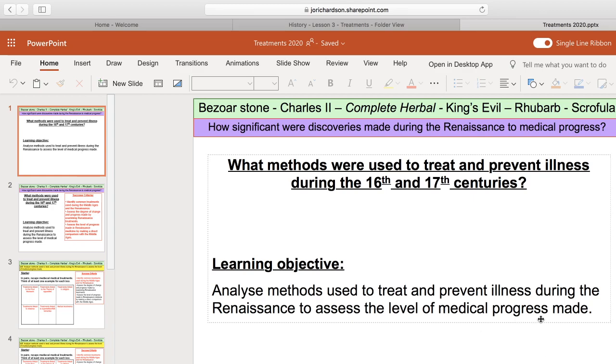So what we're doing today is to literally see treatments and methods in the Renaissance. Has there been any change? Has there been any continuity? And does it look like there is progress happening in the Renaissance in terms of treatment and preventing illness?